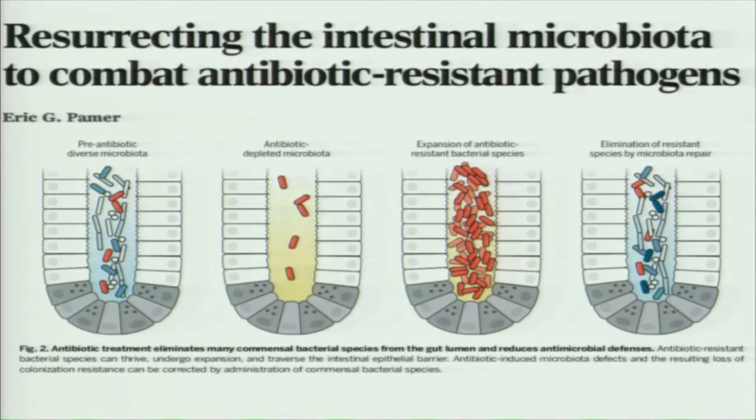This is a review that Eric Paymer wrote in Science, just about using the intestinal microbiota to combat these antibiotic-resistant pathogens. And I think I've shown this to you over and over again, but I really want you to remember it from this talk, is that here's our pre-antibiotic diverse microbiota. Here's what happens when we get antibiotics. An expansion of the antibiotic-resistant bacterial species occurs, and then now we can maybe eliminate those resistant species by microbiota repair.